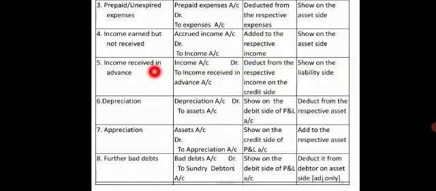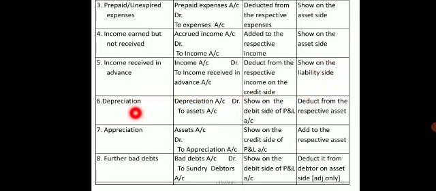Now income received in advance. When incomes are received in advance, that means they are incomes pertaining to the next year. Next year's income cannot be taken as current year income. So such income is to be deducted from the respective incomes on the credit side of the profit and loss account, and the same amount of deduction is shown as a liability in the balance sheet.